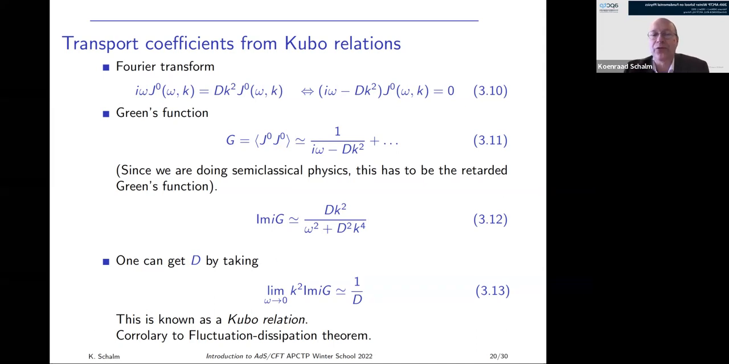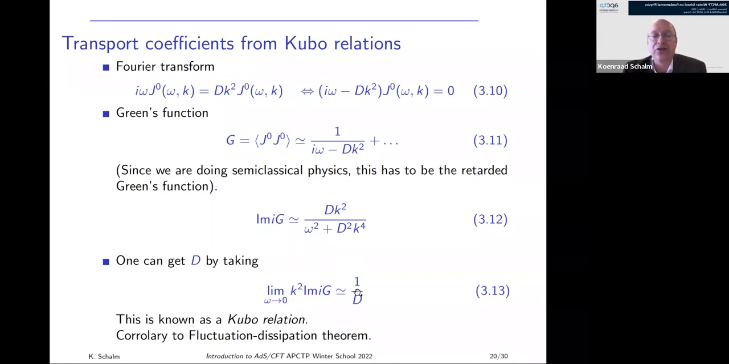Now I can do a mathematical trick. I can look at the imaginary part of i times G. If I do that, that is proportional to Dk squared over omega squared plus D squared k to the 4. And now I can extract the number D from this equation by taking the following combination. I take k squared over imaginary part of G, and I take omega to 0. This is precisely proportional to 1 over D, because it becomes Dk squared over D squared k to the 4th. The k squareds I've adjusted to cancel, and I get a number D.